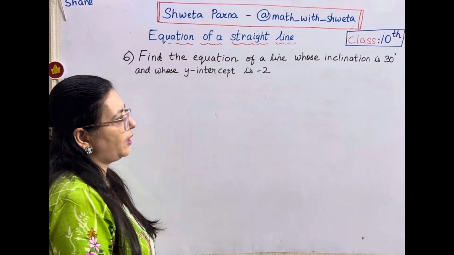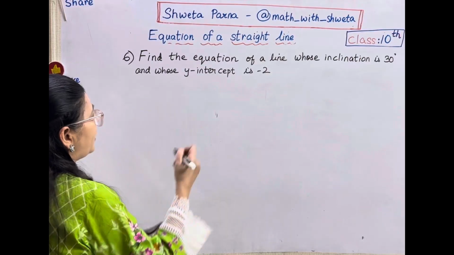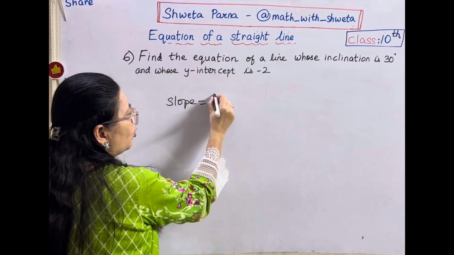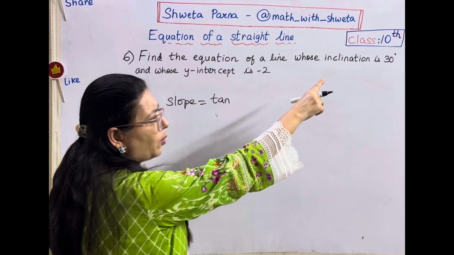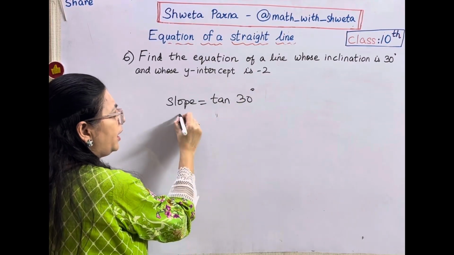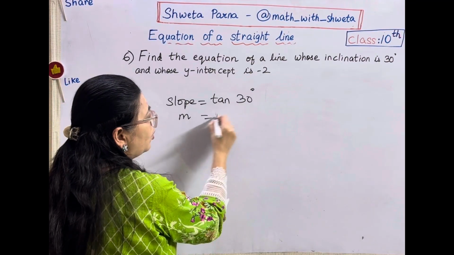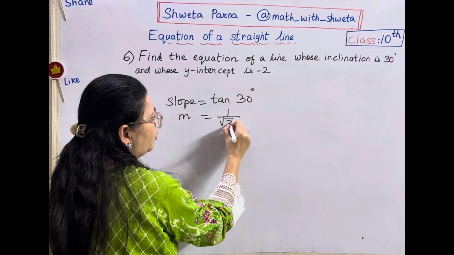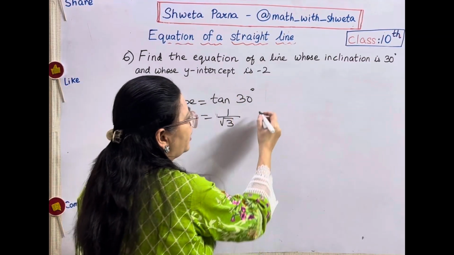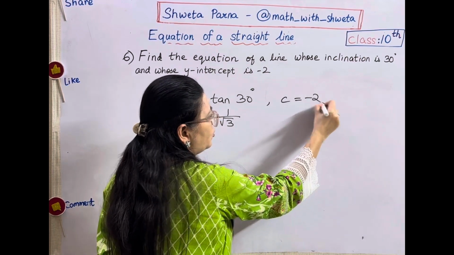Okay? Let's do question number 6. Find the equation of a line whose inclination is 30 degree. Inclination is 30 degree. That means you have to find the slope. How do you find the slope? Slope is tan theta. What is theta over here? 30 degrees. So, slope is tan 30. Slope is represented by small letter m. So, tan 30 is 1 upon root 3. Okay. And y-intercept is given as minus 2. Y-intercept is written as small c, which is minus 2.